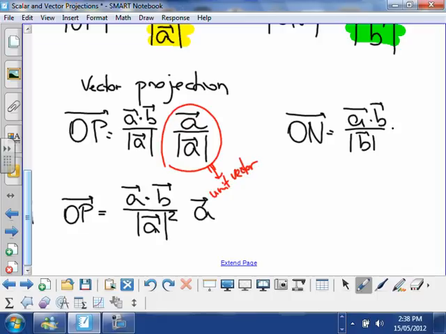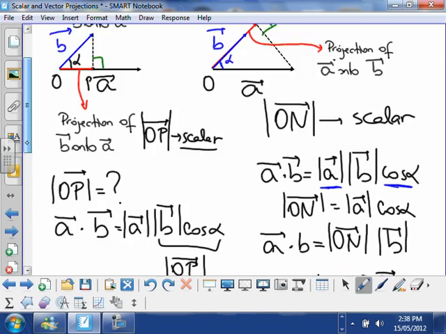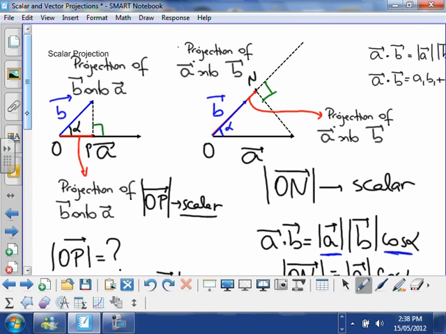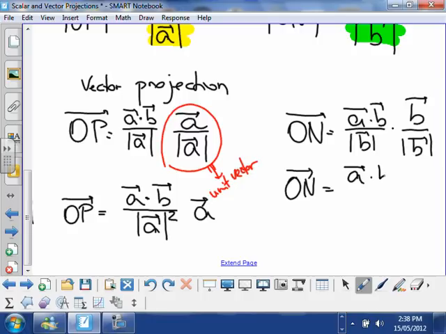But this time I have to, do not forget, ON is in the direction of vector B. So in order to get a vector here, I will multiply by vector B, but because I do not want to change the magnitude, I will also divide by the magnitude of vector B. Again, what I multiply here is a unit vector. So there you go. The vector projection will be given by this. Do not memorize the formulas, understand the process.